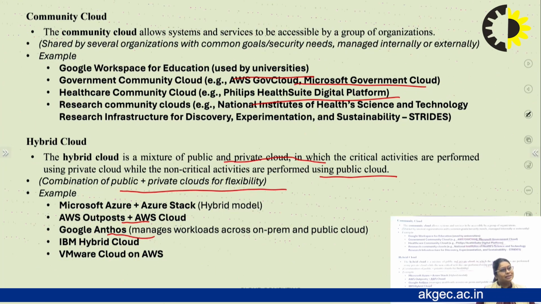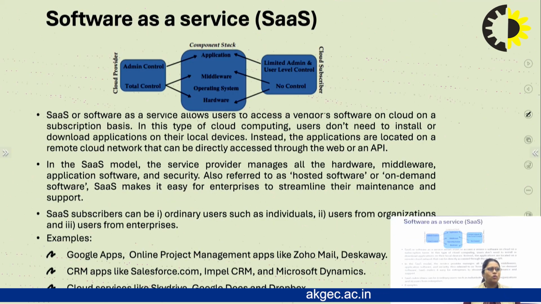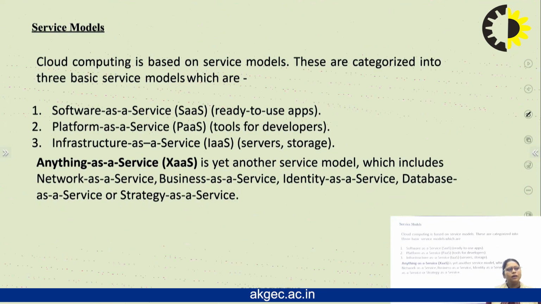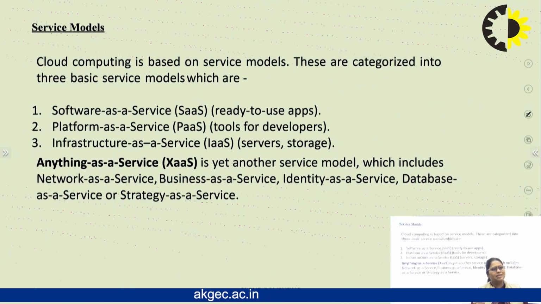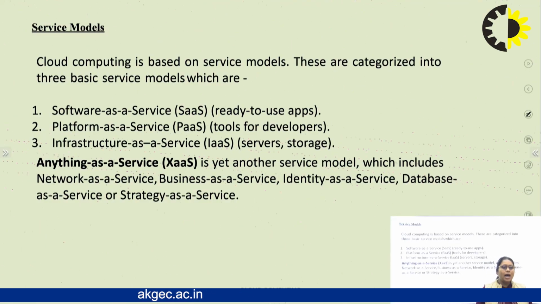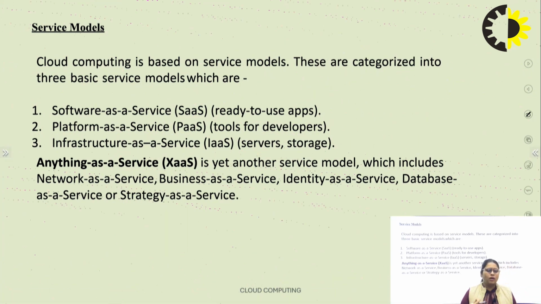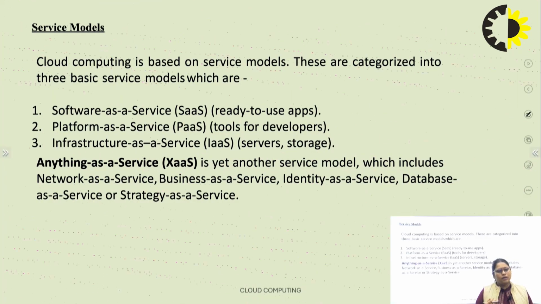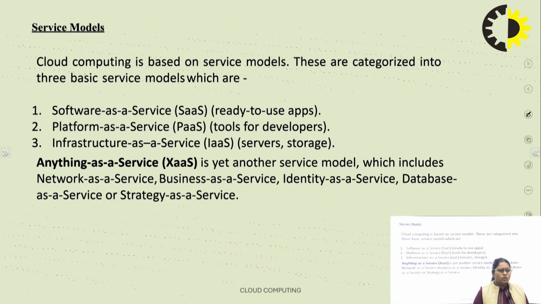Now, the second category of the cloud computing model is the service model. The service model basically defines what type of services, in terms of application, software or hardware, we have to access through the cloud provider. So, these are called the cloud service facilities.